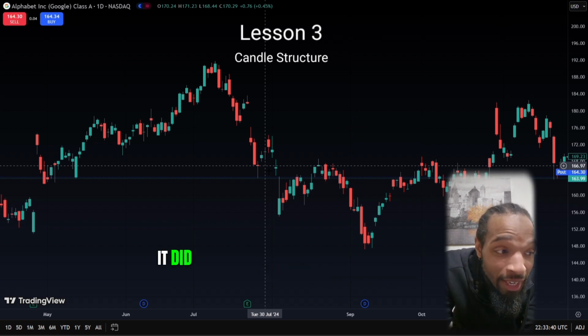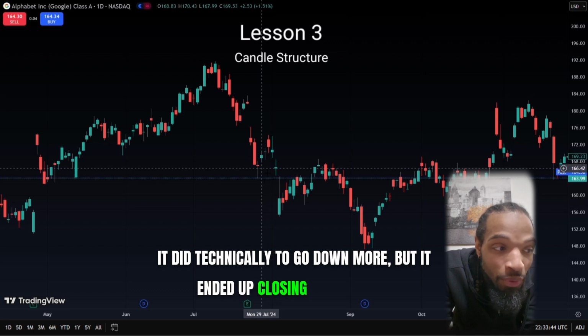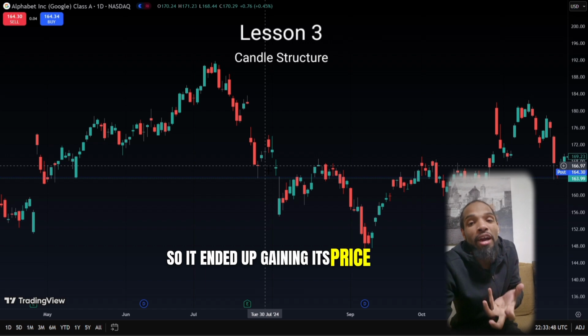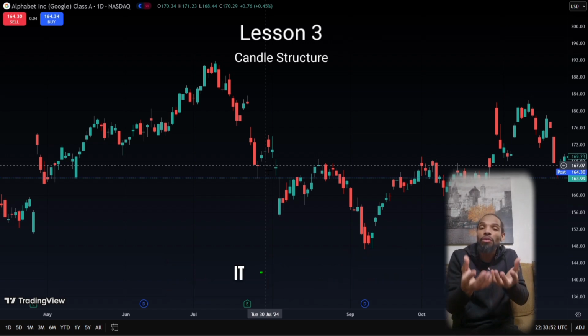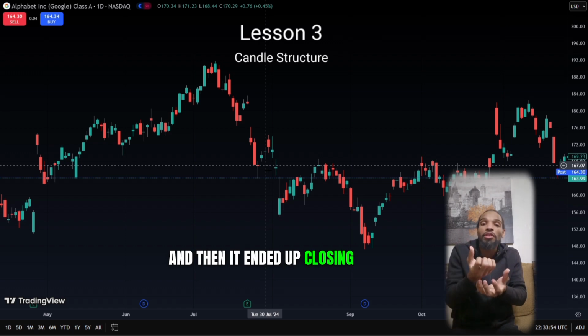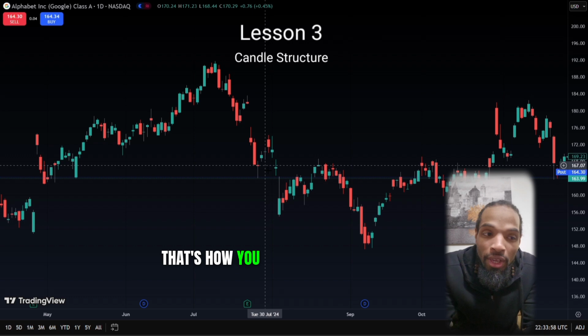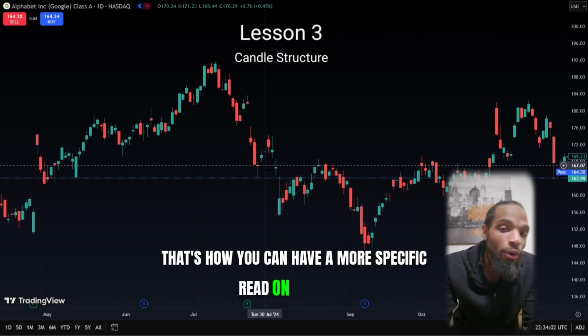Technically it did go down more, but it ended up closing down just $1. So it ended up gaining its price back up. That was a price battle going down. It was going down and then it ended up closing pretty much around the same price. That's how you can have a more specific read on a candle.